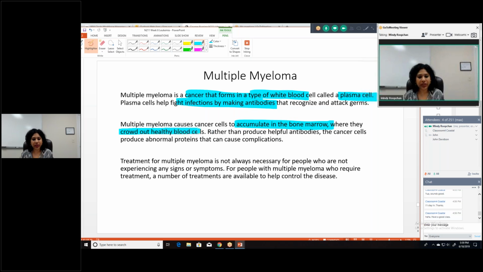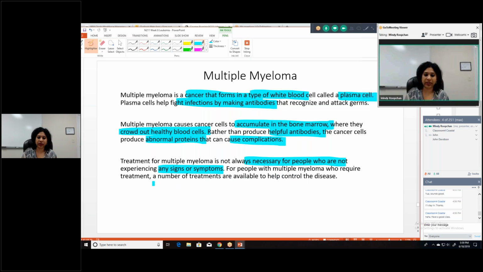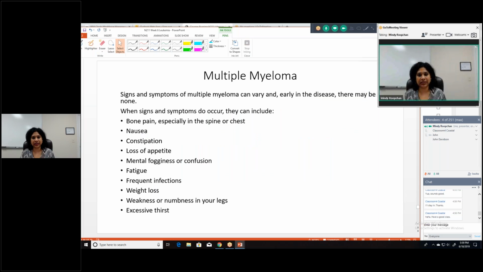They crowd out the healthy blood cells, and rather than producing helpful antibodies, these cancer cells produce abnormal proteins, which cause complications. Treatment is not always necessary for people who are not experiencing signs or symptoms, but for people with multiple myeloma who require treatment, we have different things they can do to control the disease.